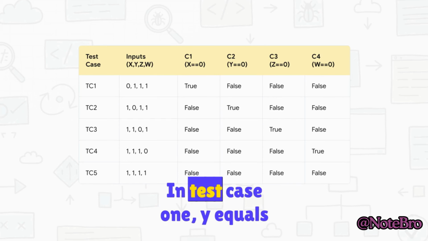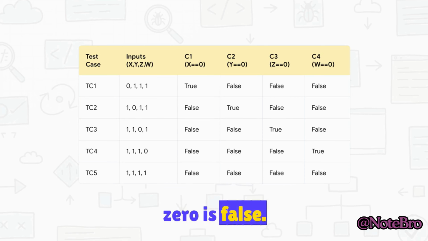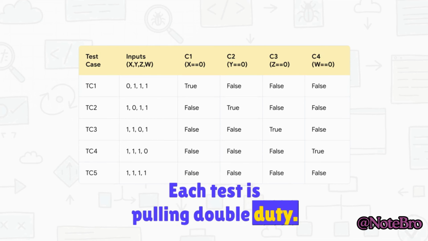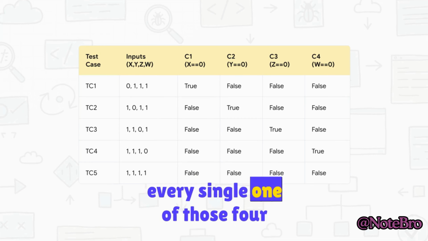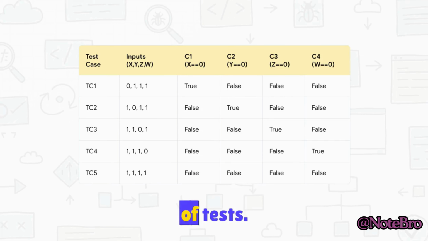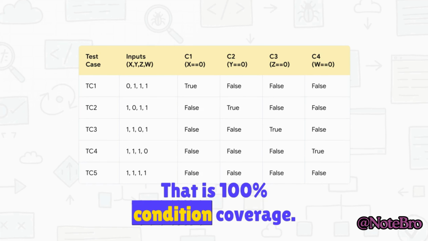Well, look closer. In test case 1, y equals 0 is false. In TC2, x equals 0 is false. Each test is pulling double duty, and by the time we're done, every single one of those 4 conditions has been evaluated as both true and false across our set of tests. That is 100% condition coverage.